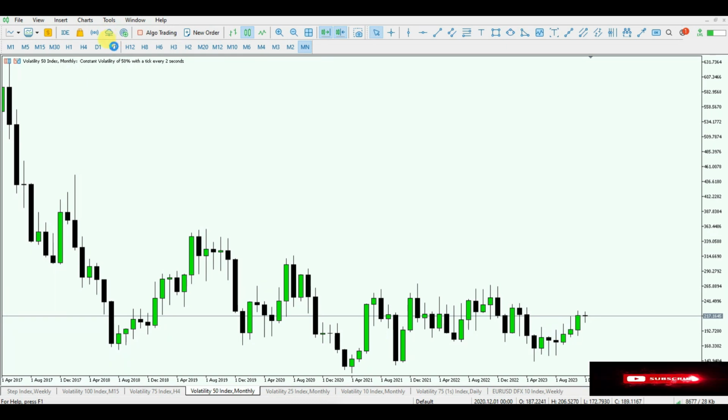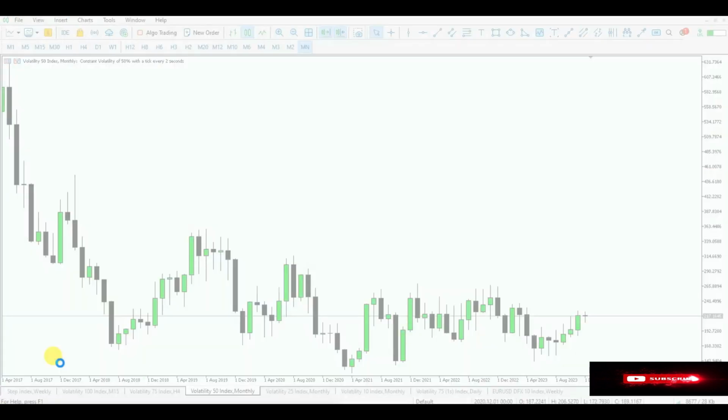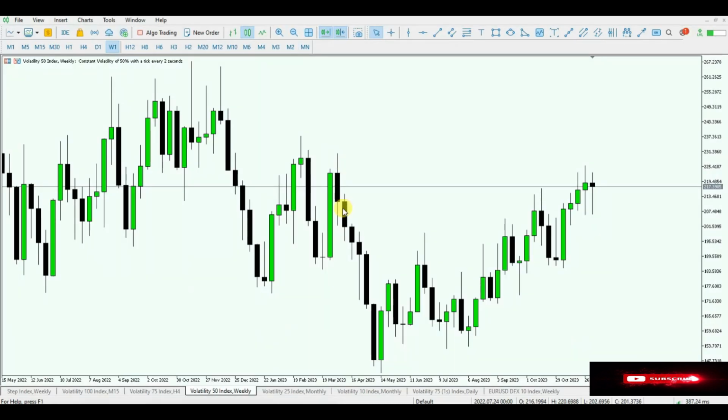Okay, now let's look at it on the weekly time frame, where it will fit into our shoes. Okay, let's look at it on the weekly time frame.